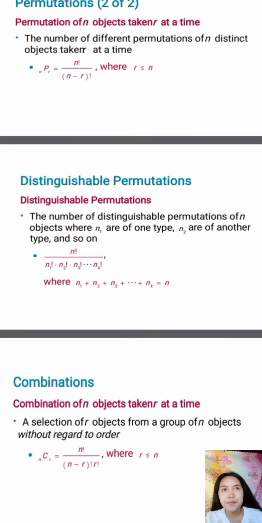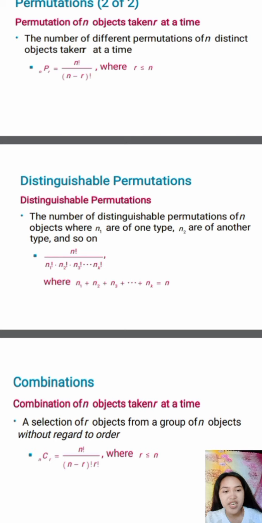Distinguishable permutations. The number of distinguishable permutations of n objects, where n sub 1 are of one type, n sub 2 are of another type, and so on, is n factorial over n sub 1 factorial times n sub 2 factorial times n sub 3 factorial, and so on, where n sub 1 plus n sub 2 plus n sub 3 and so on is equal to n.